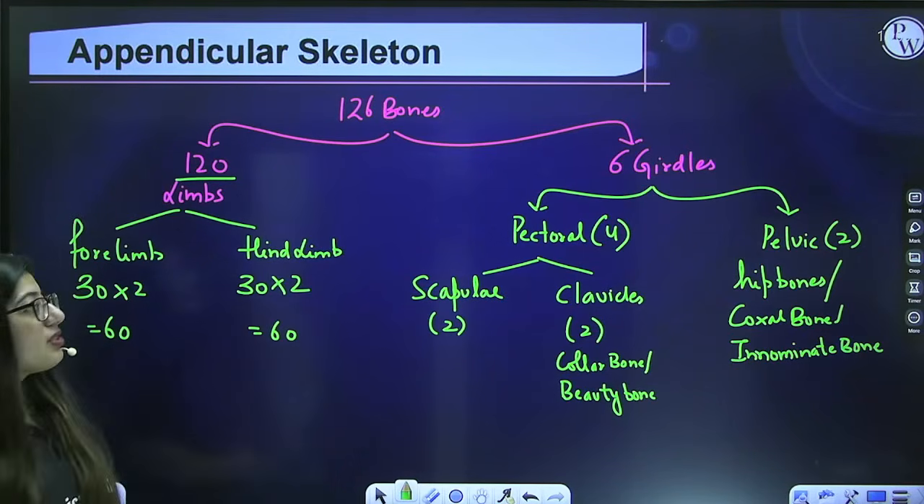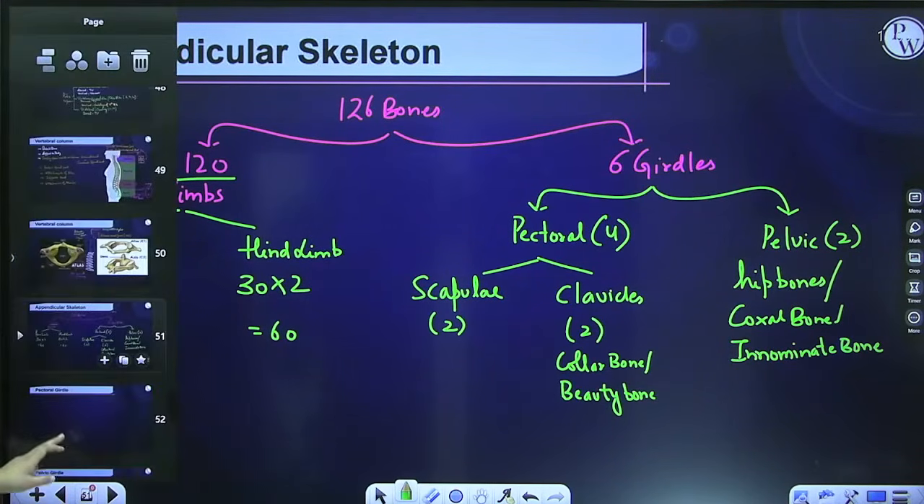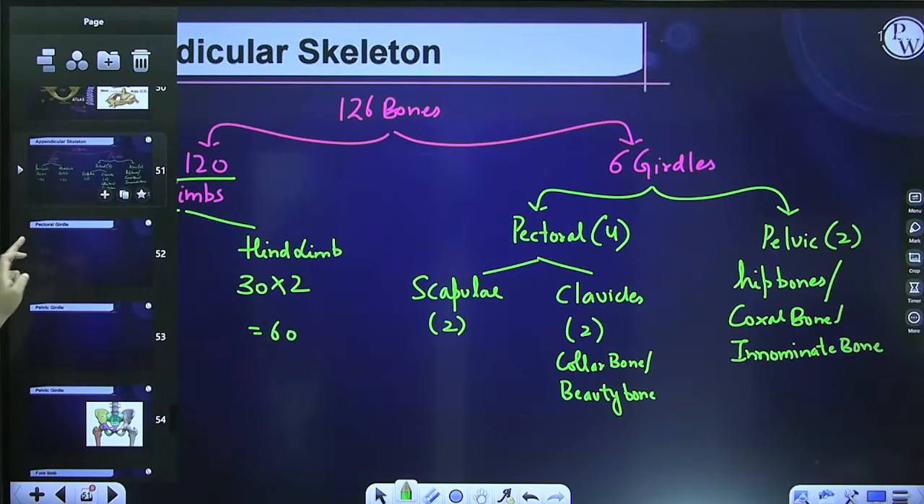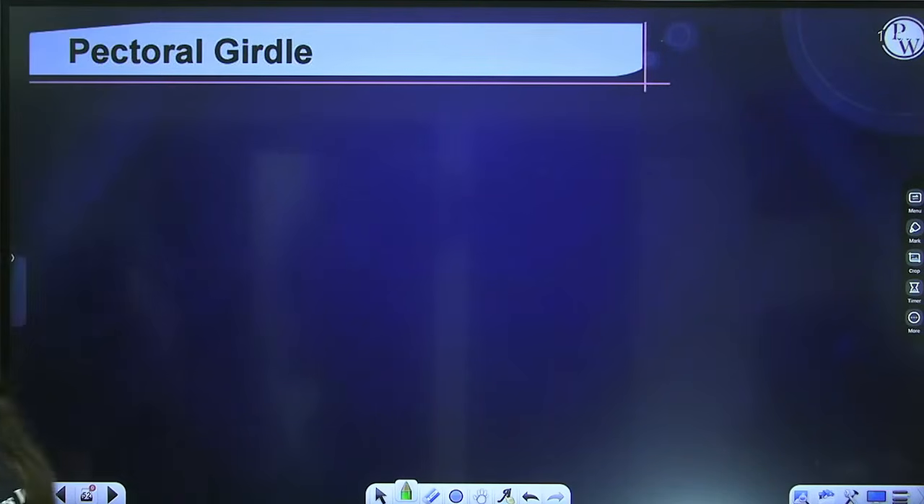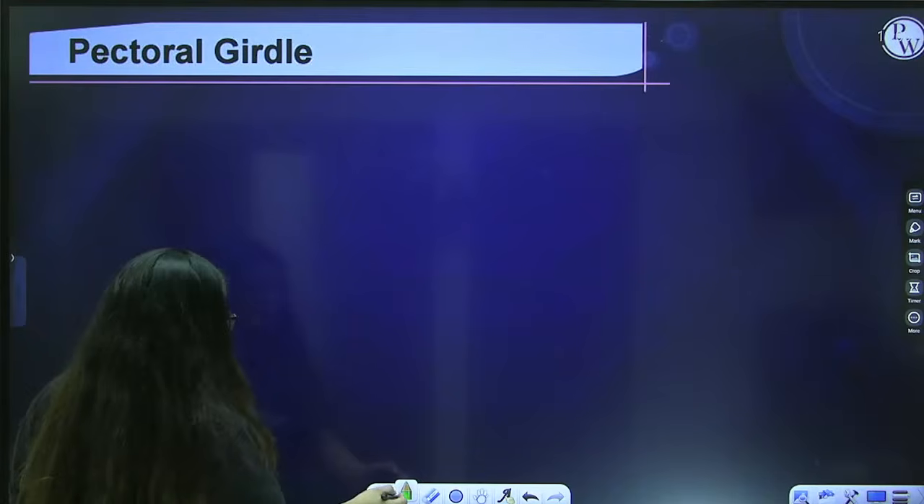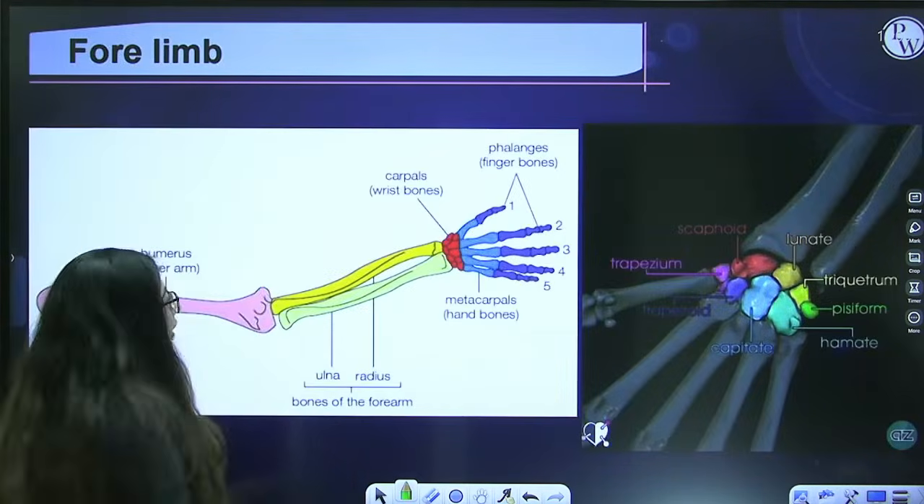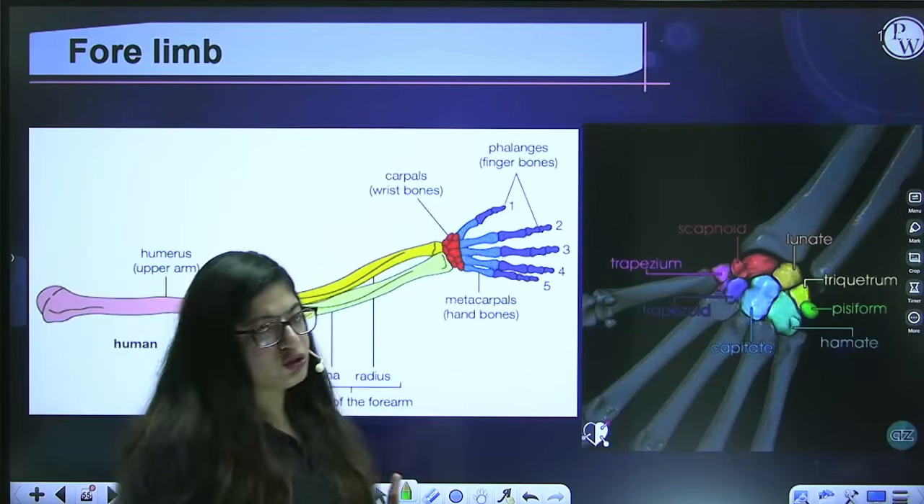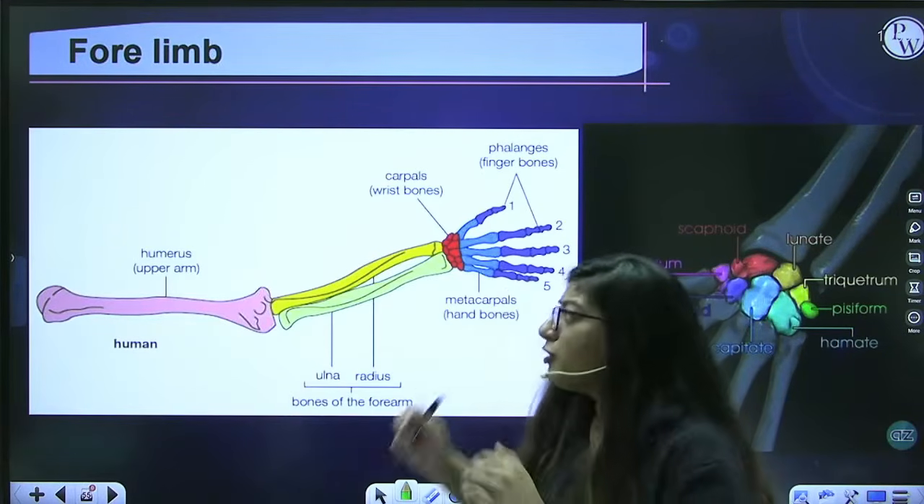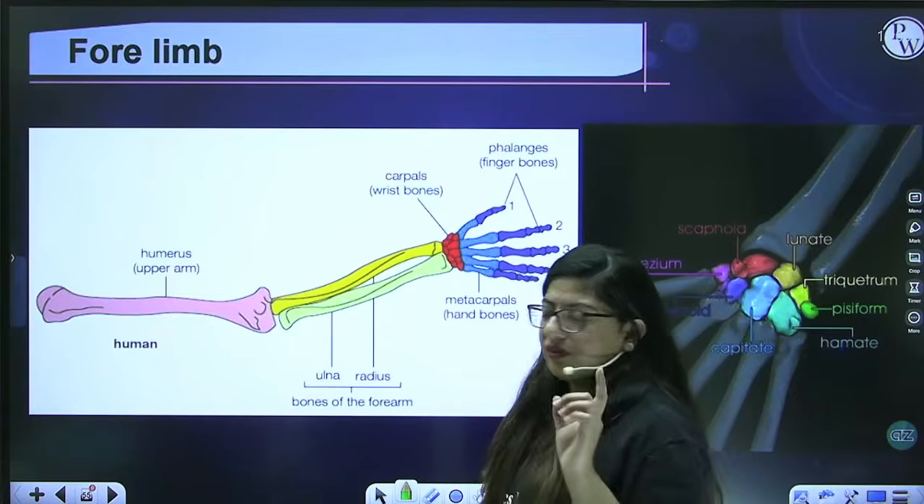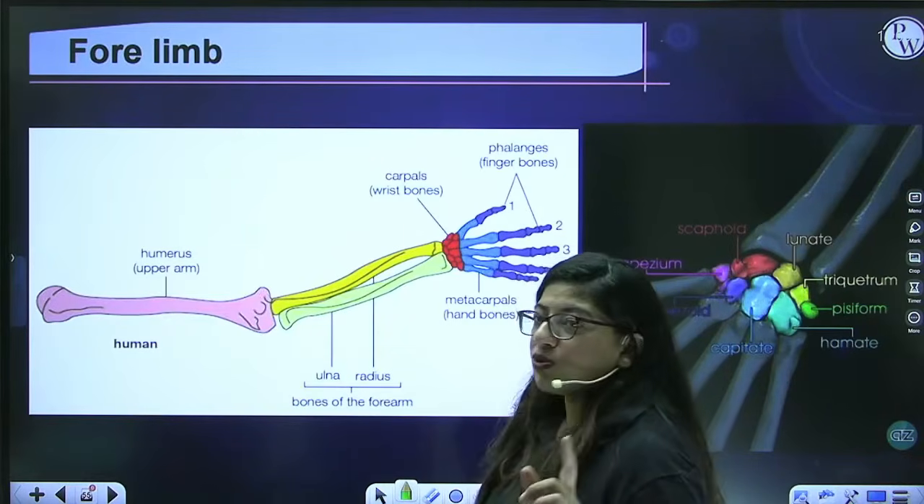All right, so that's about your appendicular skeleton introduction. First, we'll talk about the pectoral girdle. In the pectoral girdle, guys, before the pectoral girdle, I think we should talk about limbs first. Then things will be clearer. So first, limbs, as ma'am says. Forelimbs, what are they made up of? Let me tell you the various bones of the forelimb.